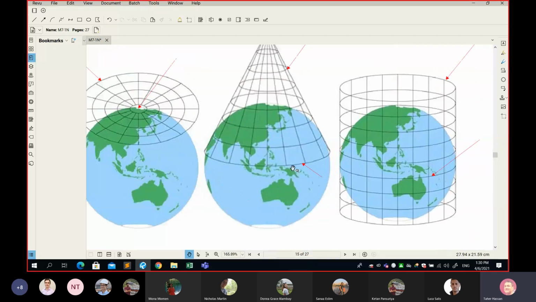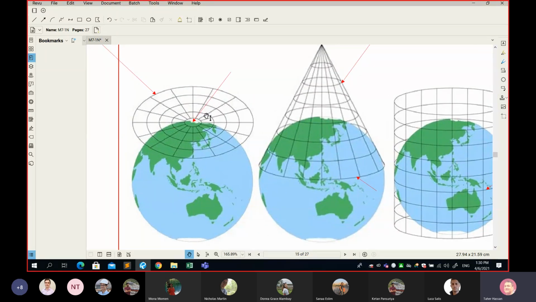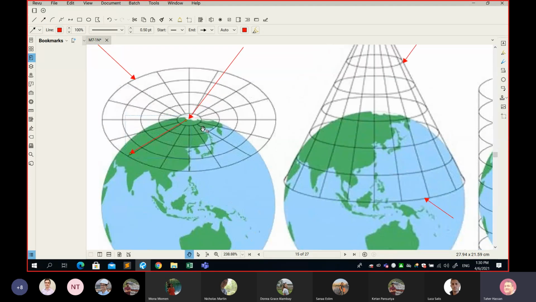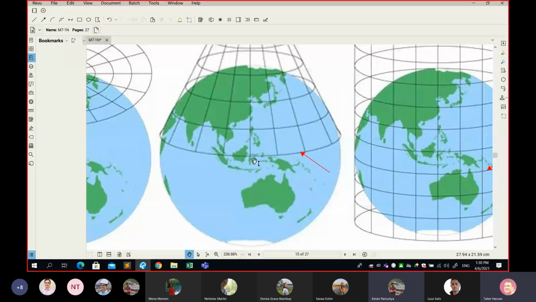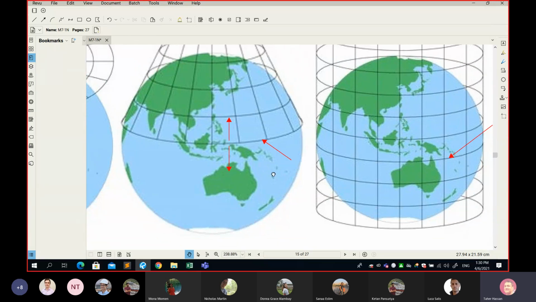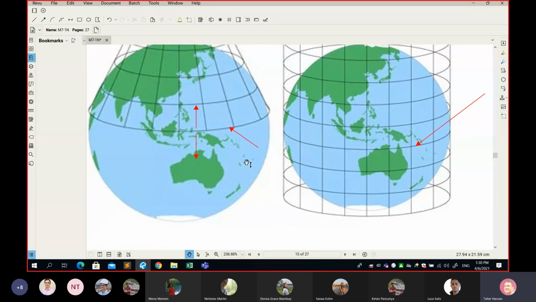As we go away, for example, watch this. If I go away from this point, what happens to my distortion? Increasing. Okay, how about the conical? If I go this way or this way, what happens to my distortion? Increases. How about if I go here or here around the equator? Increases.